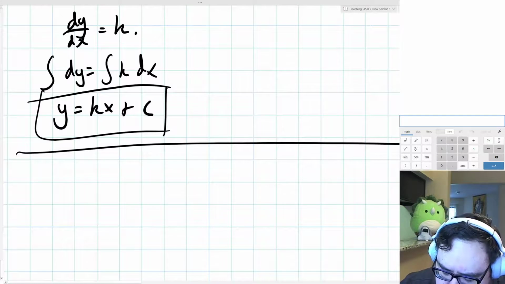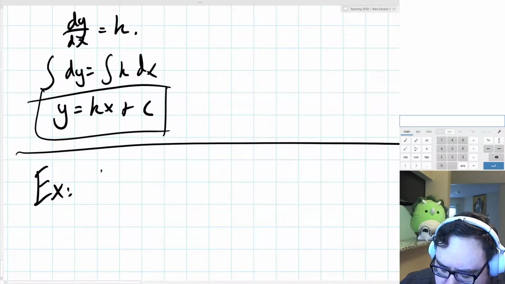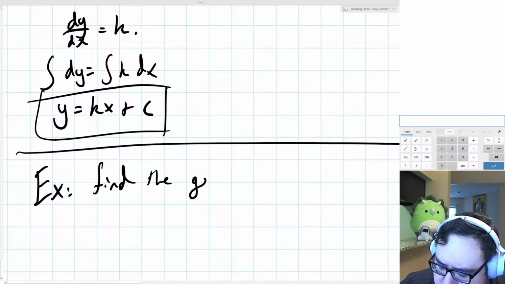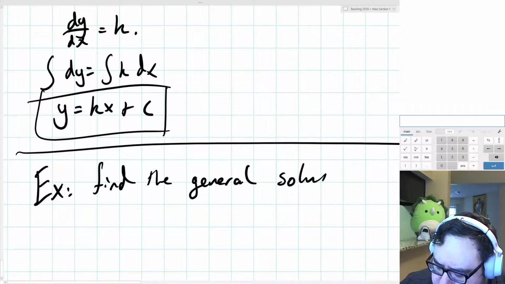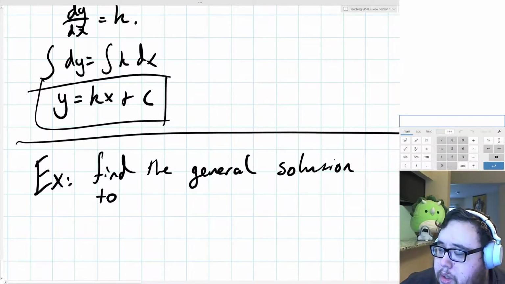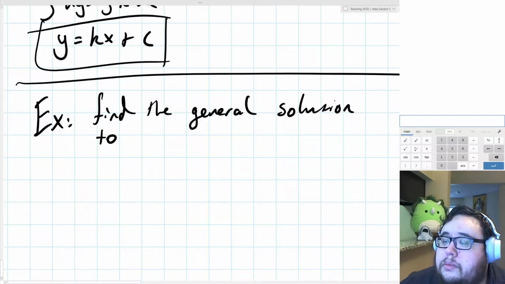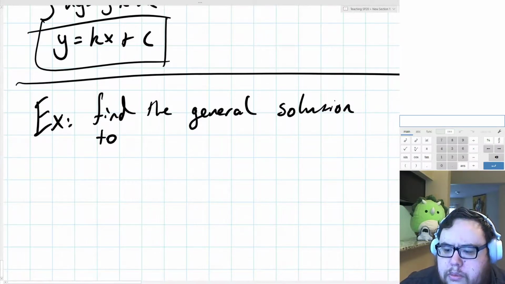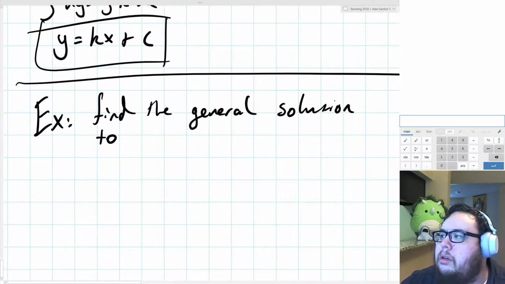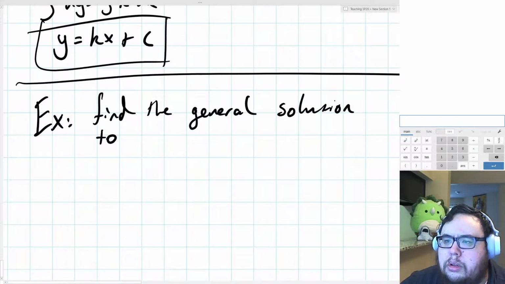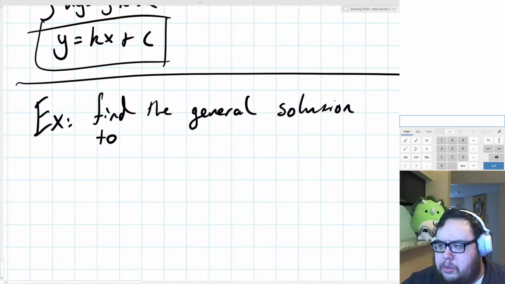So, for example, let's find the general solution to... where did my example go? I just had it. It disappeared. Oh no. Well, that's a shame. Okay, we'll do this one instead.